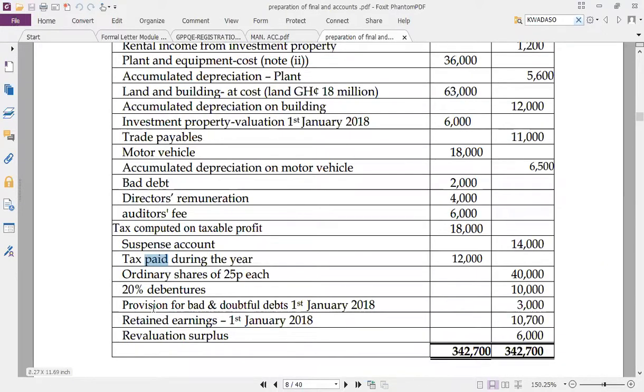So let's go and do the provision for bad and doubtful debts so that we can record the difference. The next working that we have to do is workings 4, that is provision for bad and doubtful debt. The open balance is 3,000. So I'm going to record it.